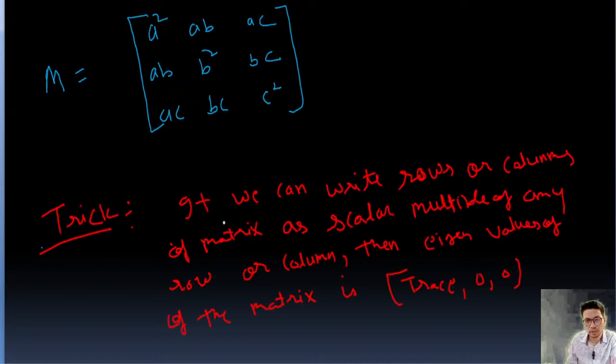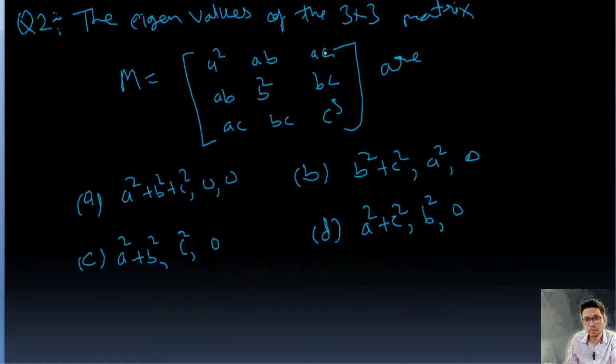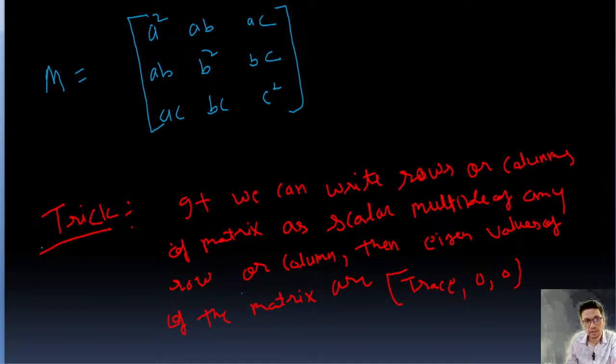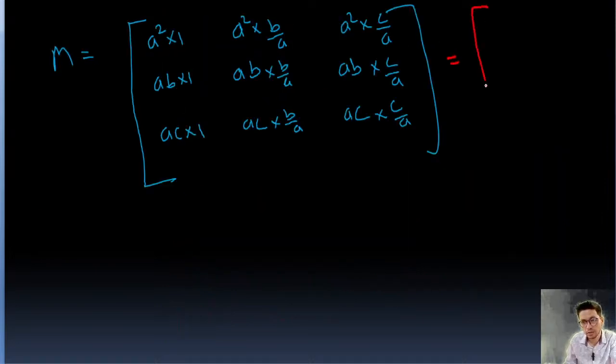Okay. So this statement: if we can write rows or columns of a matrix as a scalar multiple of any row or column, then the eigenvalues of the matrix are trace, 0, 0, right? Okay. So you can see that this is the value, right? AB. If you solve it, this one will get the same value. Okay, this one A square, AB, AC, and this A will get cancelled.